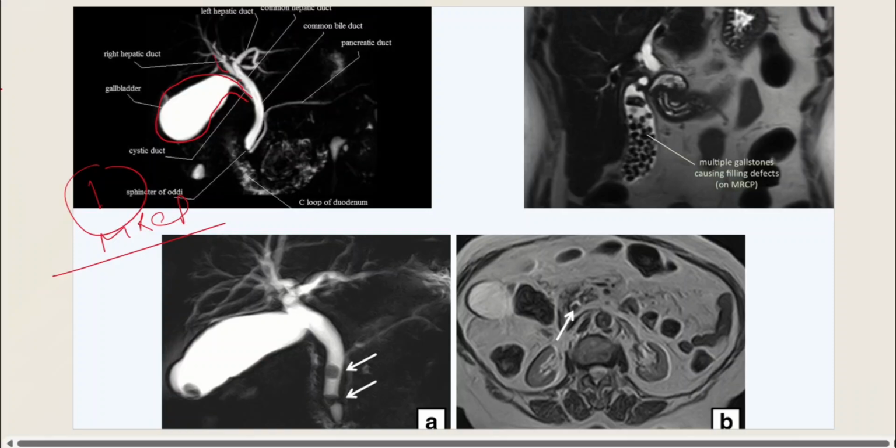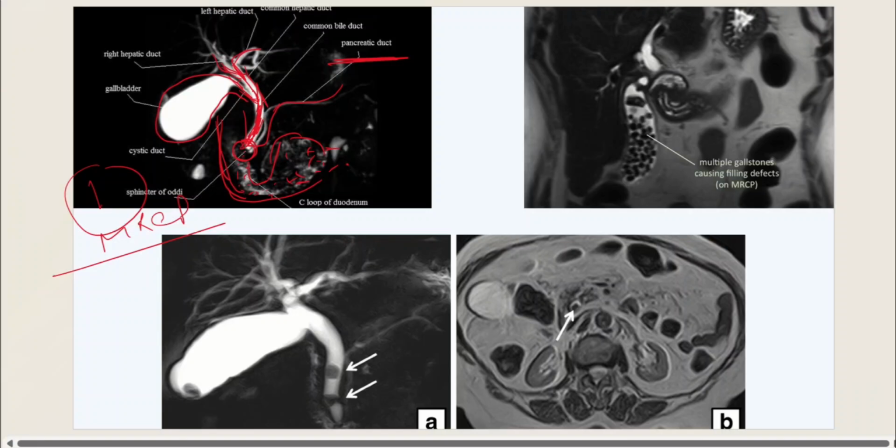Here we can see right hepatic duct and left hepatic duct together. They form the common hepatic duct, then cystic duct, they form the common bile duct. This is the common bile duct up to here. And what is this? This is the pancreatic duct. Can you see? This is the pancreatic duct, and this one is ampulla of Vater. So this is the duodenum, and the loop of the duodenum, and in MRCP the bile itself acts as a contrast media. So bile is coming to the duodenum. There is no obstruction.